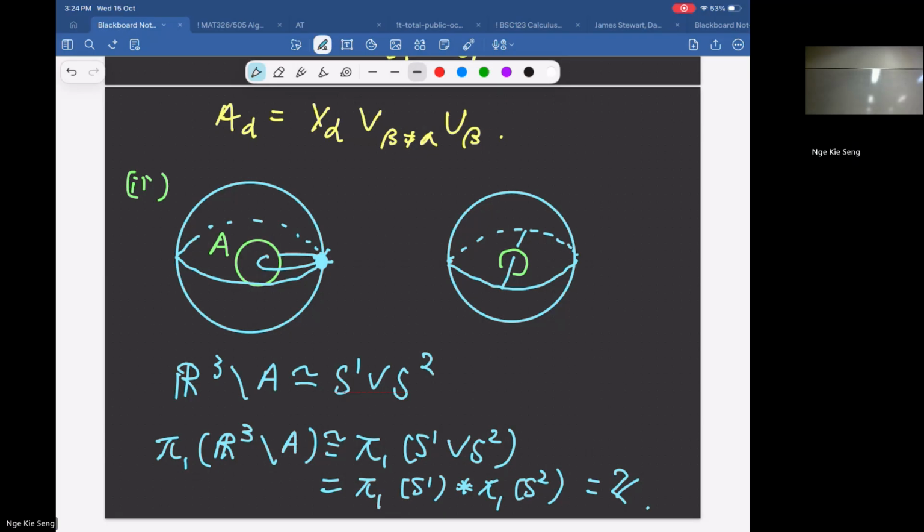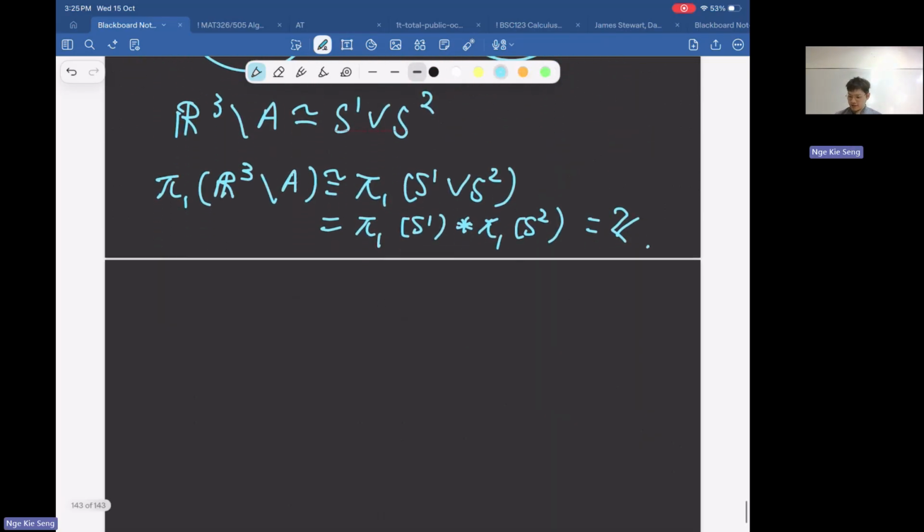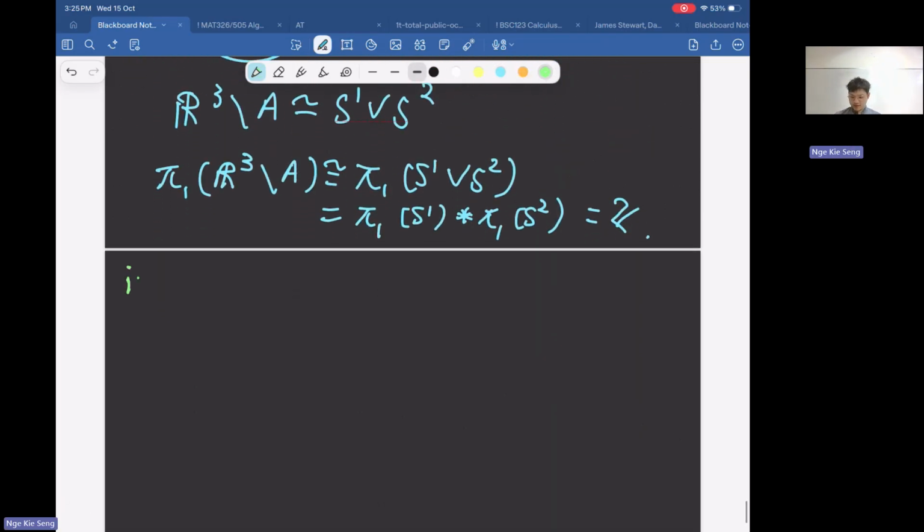This is an unknot in particular. How about the other link? This is two unlinked circles. Let's say A, B here, unlinked. So what's the pi 1 of this complement?